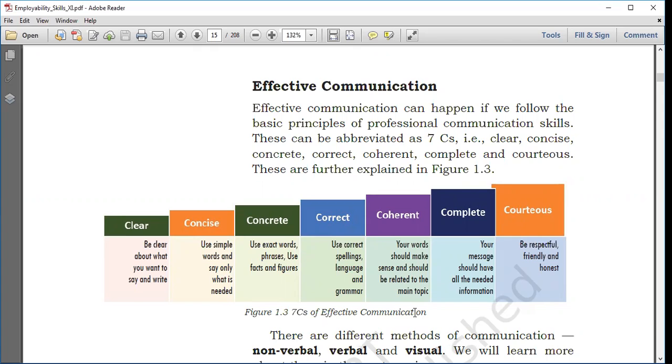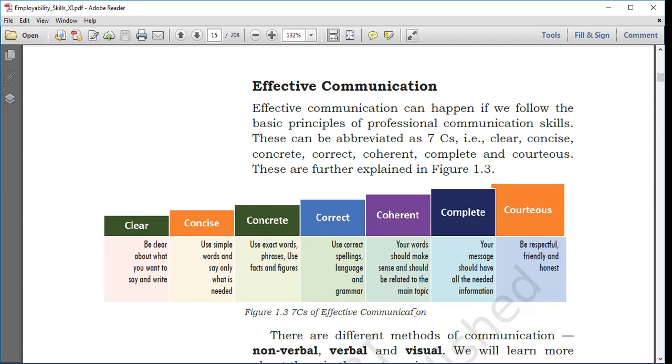Next is complete. Your message should have all the needed information. ऐसा ना हो कि आप communicate कर रहे हो, आधी बात करी, or half of the message has been sent, half of the things are missed. So that is also incomplete information, and that will not lead to effective communication.